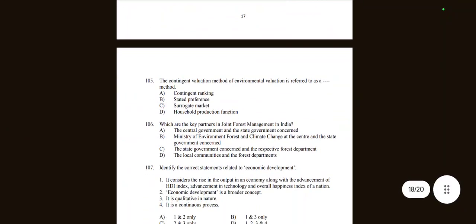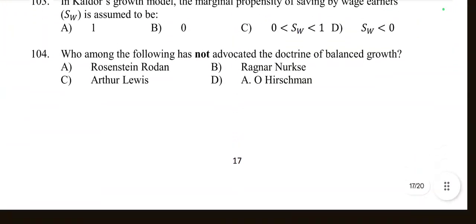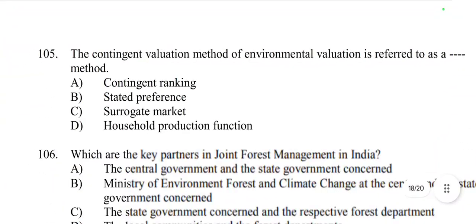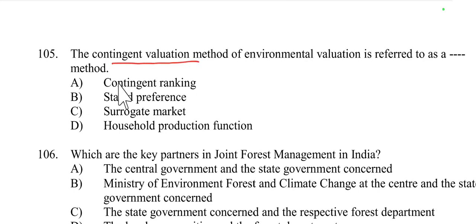Then come to question number 105. The contingent valuation method of environmental valuation is referred to as a dash method. Contingent valuation method: contingent ranking, stated preference, surrogate market, or household production function. It is referred to as the stated preference method. The contingent valuation method is based on preference. So stated preference method. So option B is the right choice.